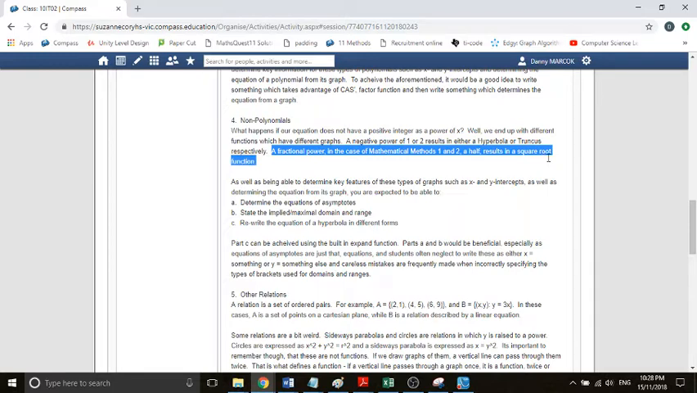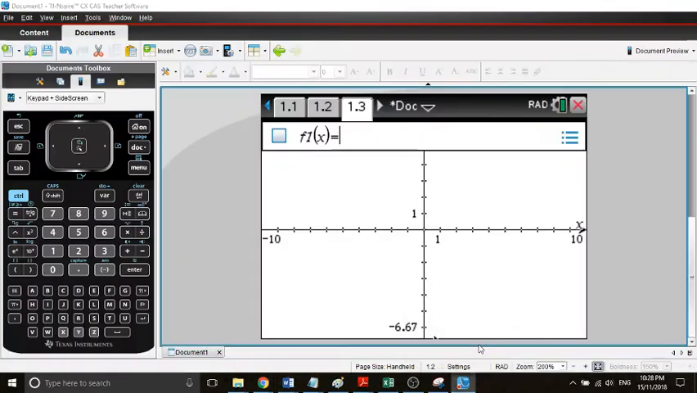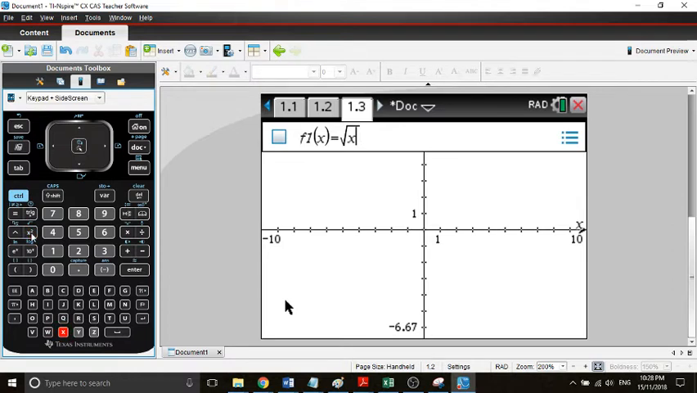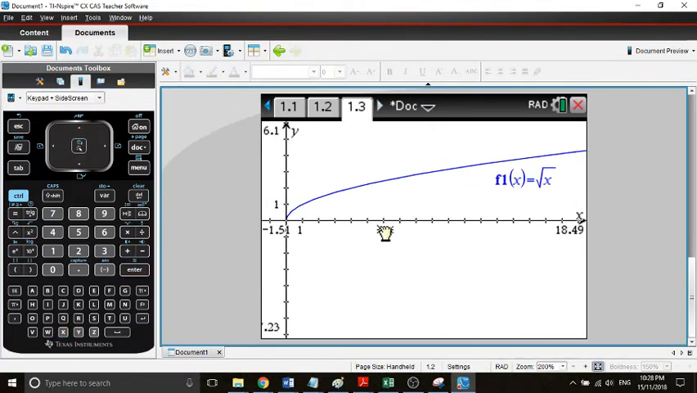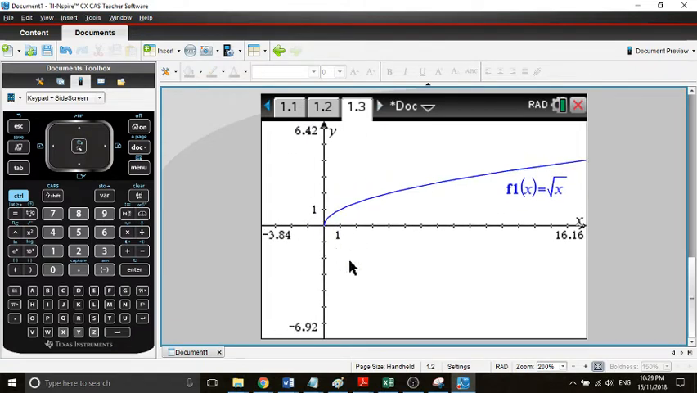Square root function, we've got some key points that we've got to work out. And we're going to have a look at that. So let's have a look at a square root function and what it looks like. So square root function is the square root, funnily enough, of x. Now if we graph that, it looks like this. Basically what happens is that we have a parabola on its side.